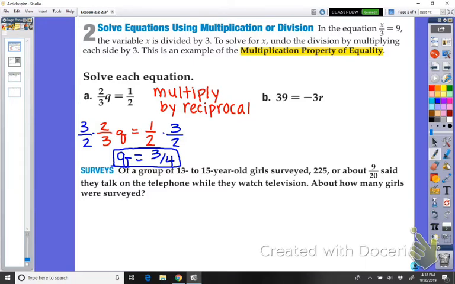Part B, 39 equals negative 3r. Some students tend to want to add 3 to both sides, but like I said on the other problem, negative 3 is being multiplied by r, so you need to undo it with division. So divide each side by negative 3. Instead of using a division sign, get used to showing division with a fraction bar. So r is equal to negative 13.